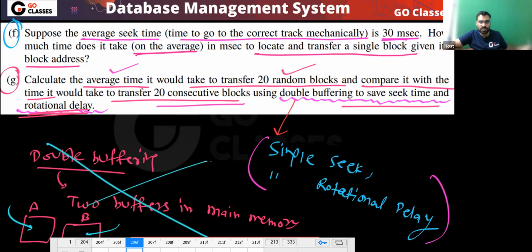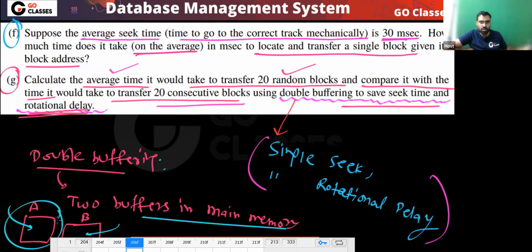Anyway, this is not required for the GATE exam. There is no need for this. But this is the concept, double buffering. There are two buffers. When you process this one, you can fill the other, and when you process that one, you can fill this one. So in a very fast manner, you can do these things. In this concept, basically, there is a single seek and a single rotational delay.